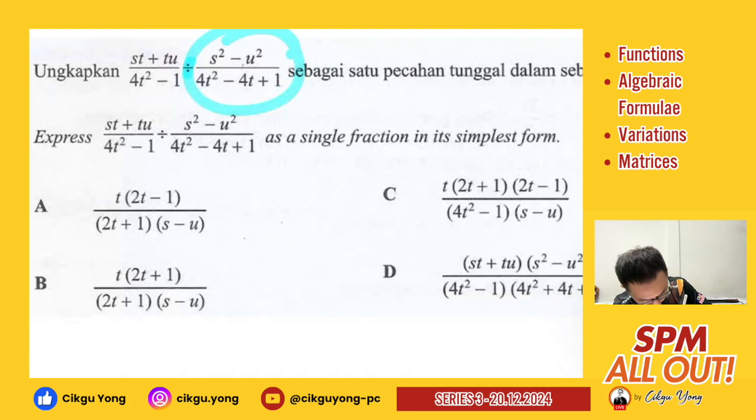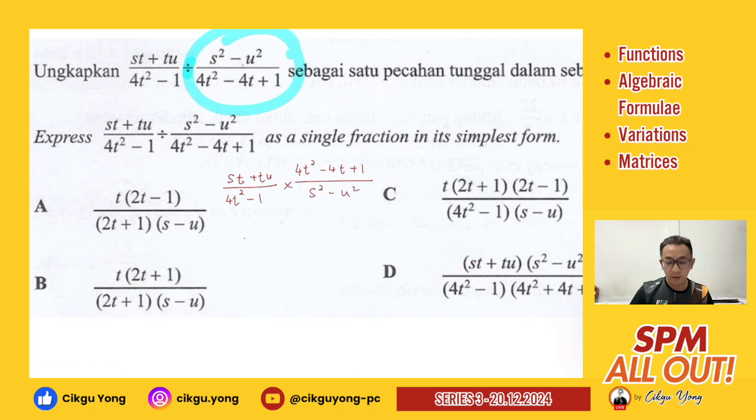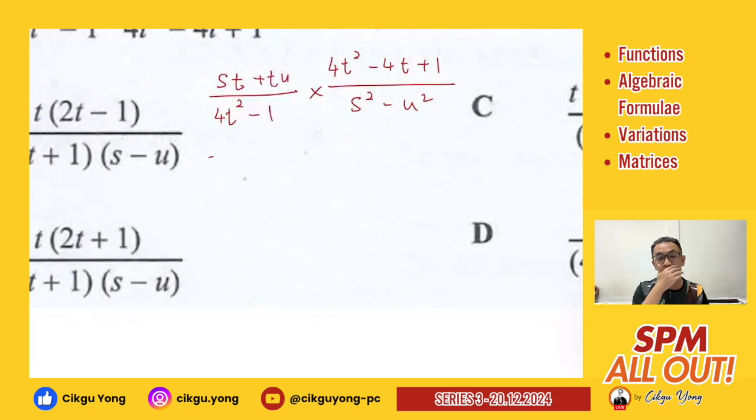You have st plus tu over 4t squared minus 1, then multiply 4t squared minus 4t plus 1 over s squared minus u squared. Okay, so this is the first part that you actually perform after changing your division to a multiplication, right? And over here, there are a lot of things that we can start doing.